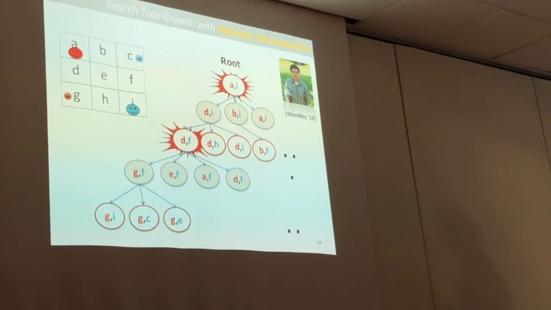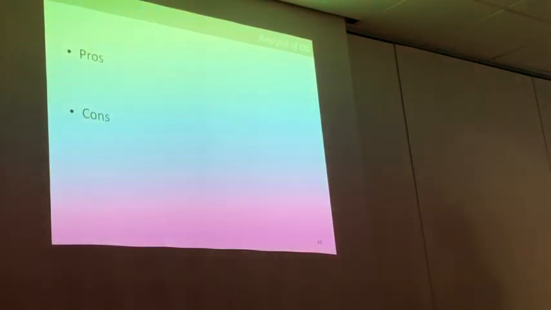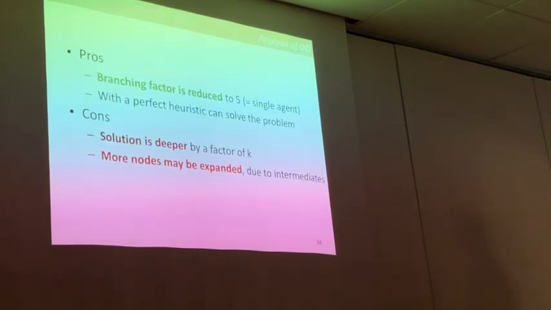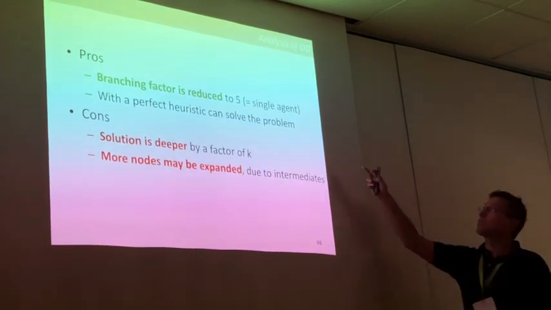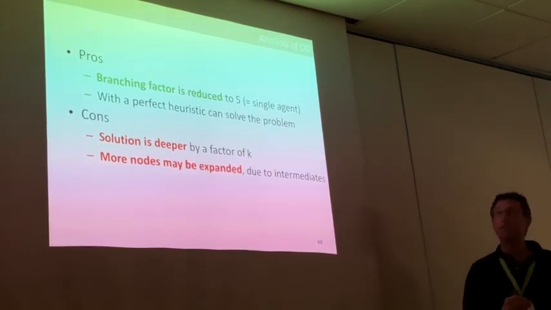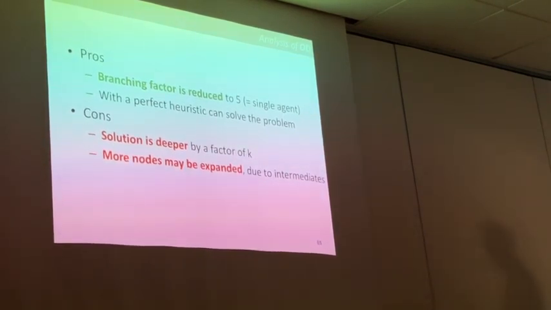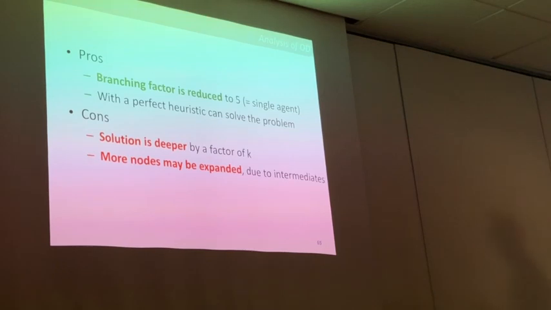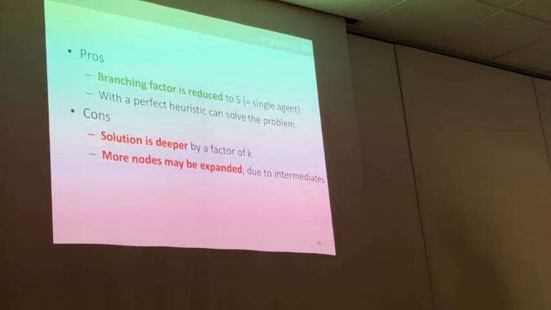This is crucial for us because expanding a node in multi-agent pathfinding is horrible. That's exponential in the number of agents. Good. So operator decomposition, OD, is the abbreviation. Its pros: the branching factor is reduced to 5. Of course, there is a price to pay. The branching factor is smaller, but the solution is deeper. But because we added these intermediate layers, the big pro is that we can now use a good heuristic to solve the problem, which we could not before.